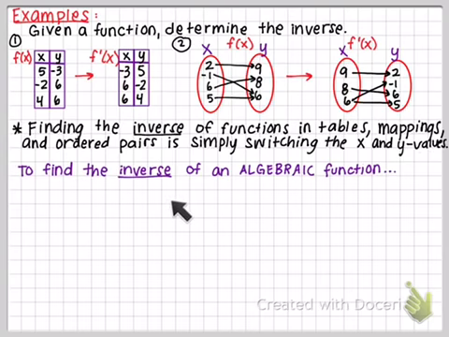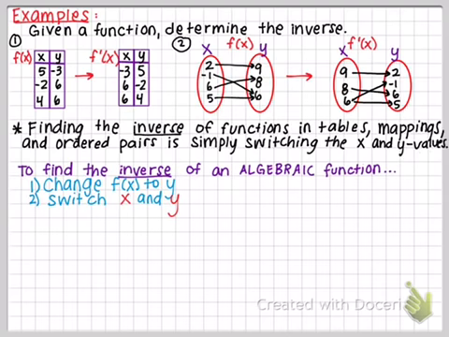But if you're trying to find the inverse of an algebraic function, you have to do a couple different things. So here are some steps. First, you have to change f of x to y. So if you have an f of x, change it to y. Remember, those two are the same. You want to change that to y first. Then you're going to switch x and y. Then you're going to solve for y. And then you're going to change y back into the inverse function of f of x right here. So you want to change f of x to y, and then you're going to change y back to the inverse function. Okay?